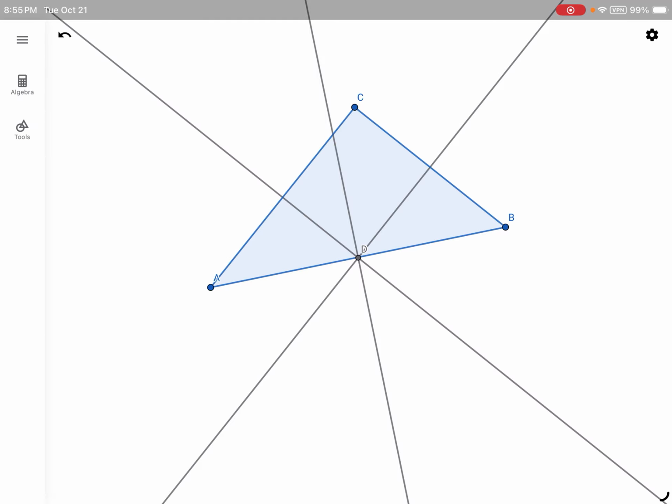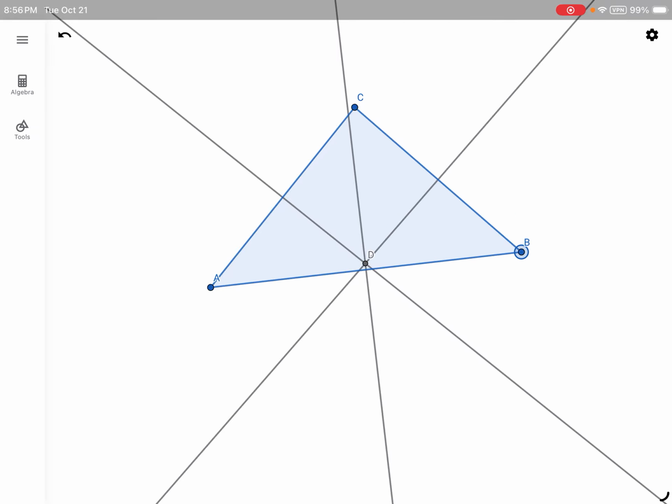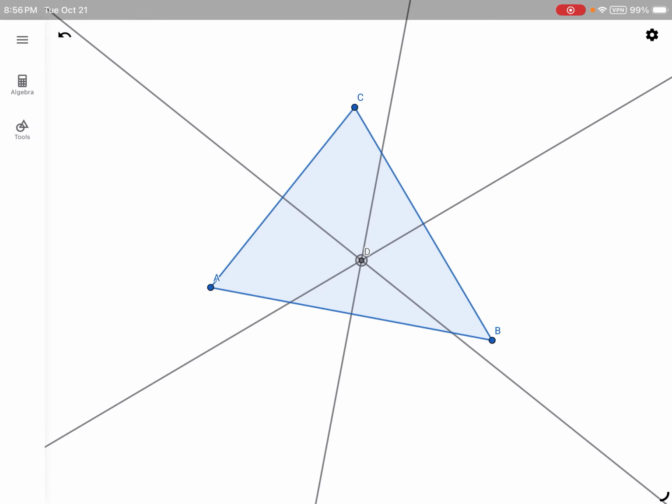Next and last, one thing I want to tell you, circumcenter actually stands for something. Circum means around or about, and center means in the middle. So about the middle. So what they're trying to tell us is that this point D is in the middle of a circle, and the circum means it's going to go around this triangle. We're going to make a circle that will perfectly go around this triangle.